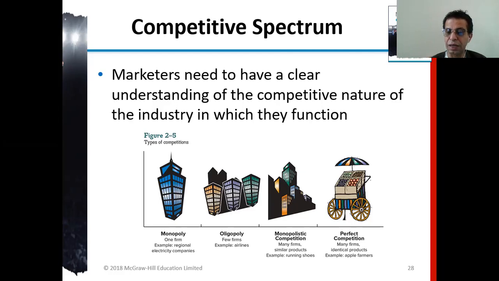Many firms, and they have similar products like running shoes, for example, Nike and Adidas. And then you have perfect competition, which is the best example here, talking about many firms with identical products, where everybody produces the same thing. All the firms are producing the same apple, and that you need to look at. Each will help you to strategize your marketing plans and marketing activity when you're targeting there.